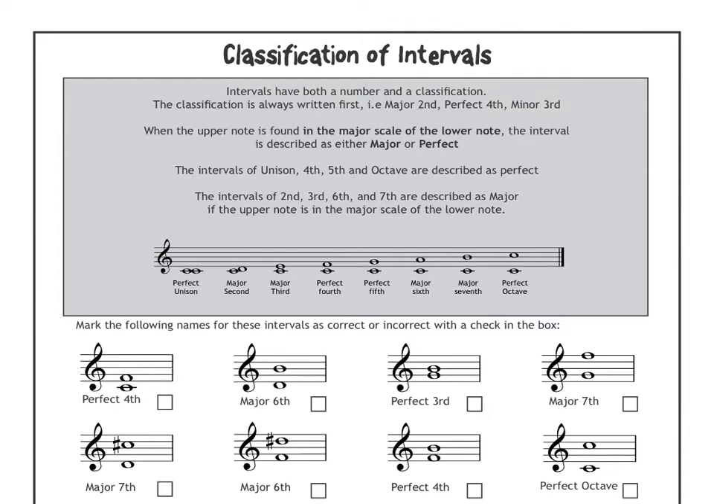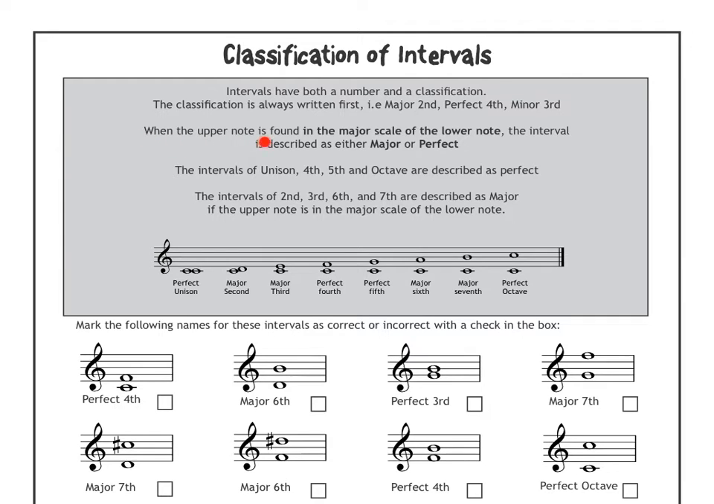So to begin, intervals have both a number and a classification. When we talk about intervals, we're talking about the distance between two notes, the physical distance between two notes. The classification, or in other words, the type of interval, is always written first. For example, you might have a major second, a perfect fourth, a minor third, a diminished fifth, a perfect fifth. So the classification is the kind of interval it is.